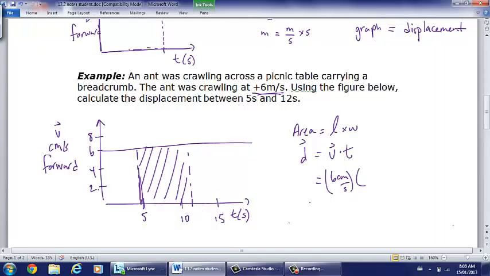The time is from 5 to 12, so that's 7 seconds. When you multiply this out, 6 times 7 is 42, so the ant moved 42 centimeters. And because we're looking for displacement, we should put a direction, 42 centimeters forward.